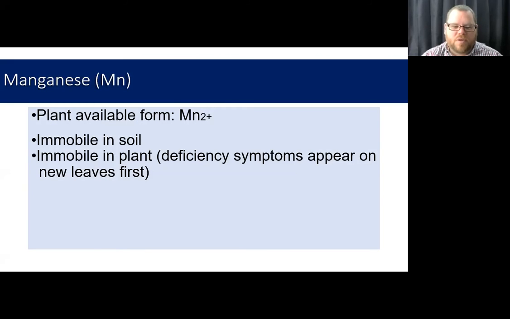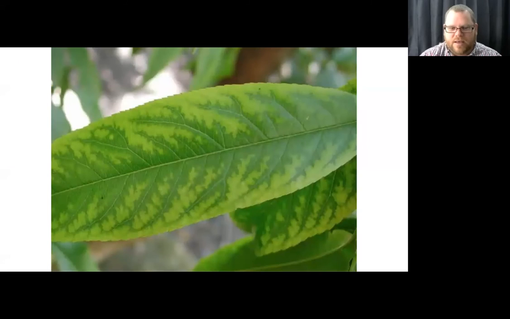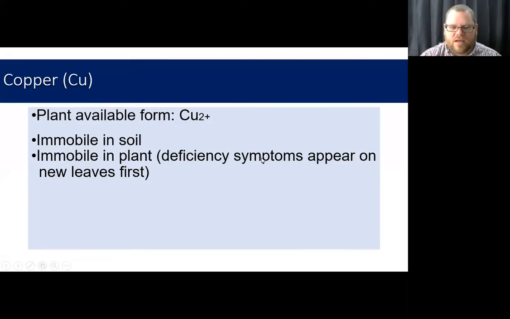Manganese is immobile in the plant and the soil. Its major functions include chloroplast function and internode elongation, and deficiencies include shortened internodes and interveinal chlorosis. So shortened internodes mean that the leaves are going to be a lot closer together, okay?